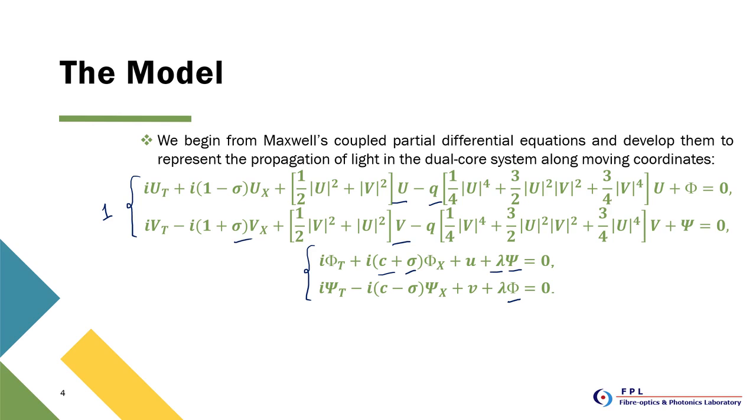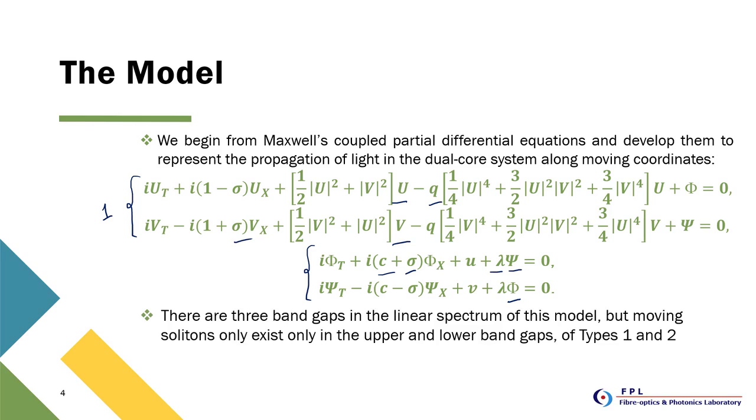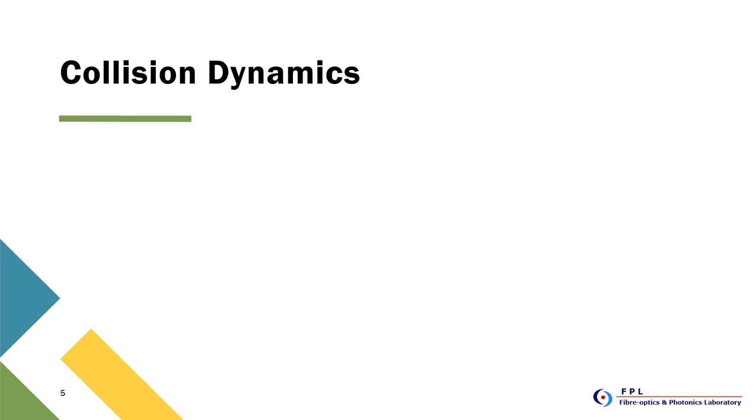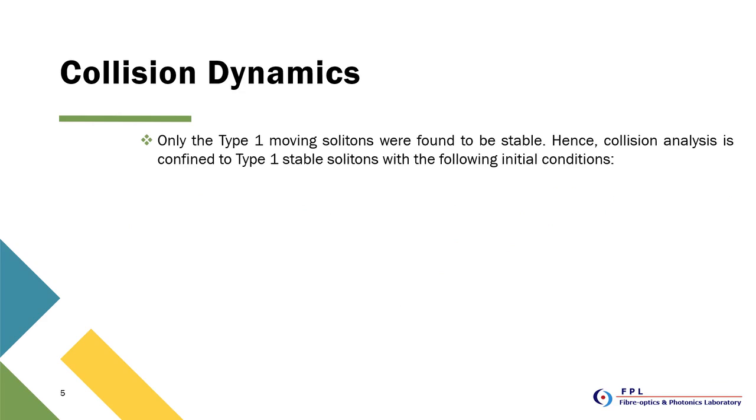Upon inspection of the linear spectrum of this system, we find that there are 3 band gaps in this model. The upper and lower band gaps are the only ones that have moving solitons in them, and they are of 2 different types with varying phase and parity. Only type 1 moving solitons were found to be stable, hence we consider them for the collision dynamics.